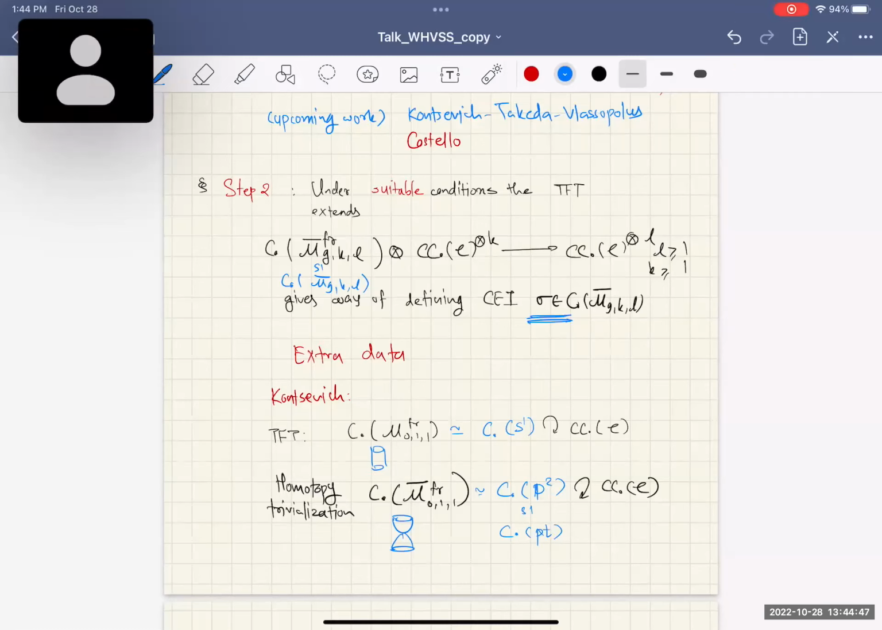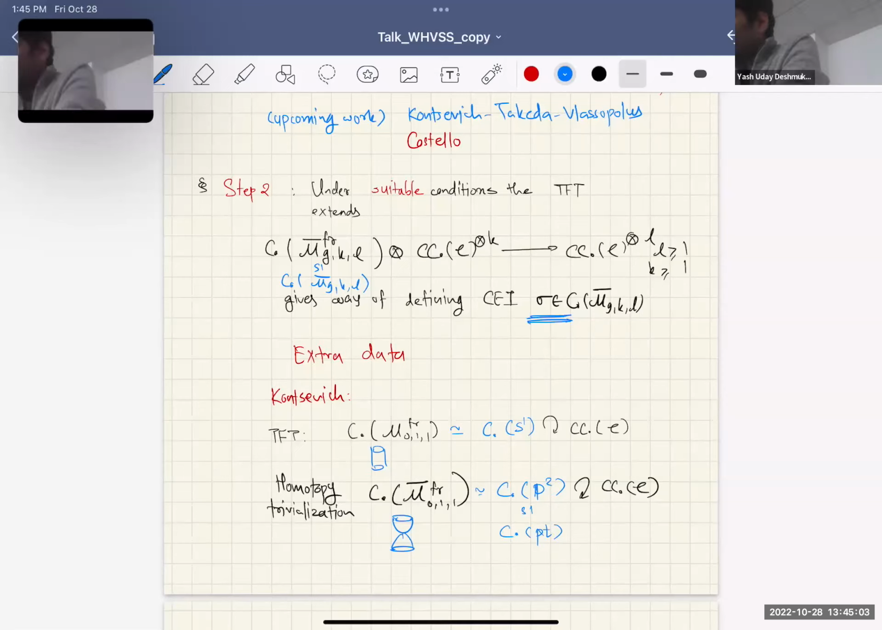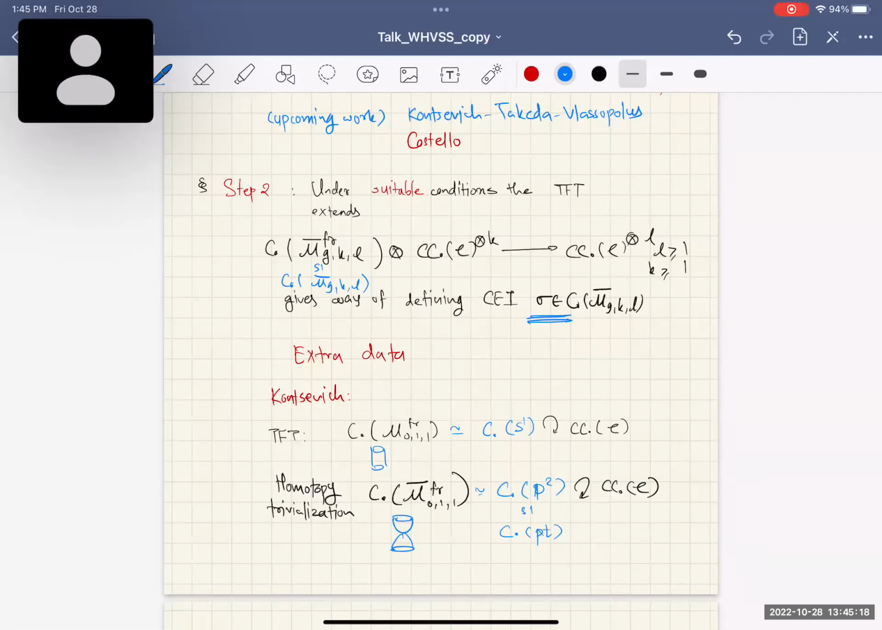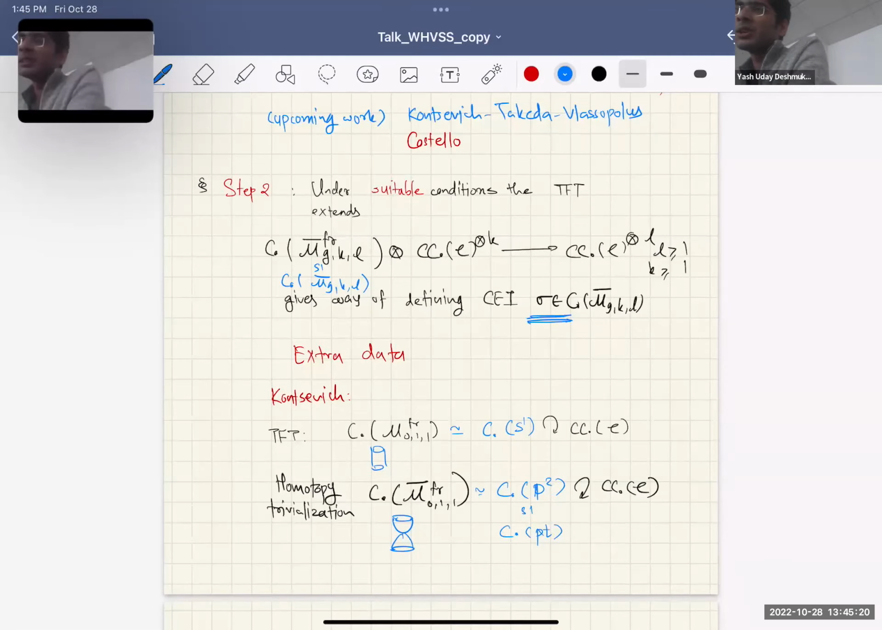Can you hear? Yeah. So you don't expect that this extra data will exist when you're considering the action on, like, symplectic cohomology of a Liouville manifold or something like that? No. So typically this extra data is available when you are on a compact manifold. Because in the geometric setup, the action of this non-singular annulus just corresponds to the BV operator. And this homotopical trivialization is a trivialization of the BV operator, which is not always there for symplectic cohomology.